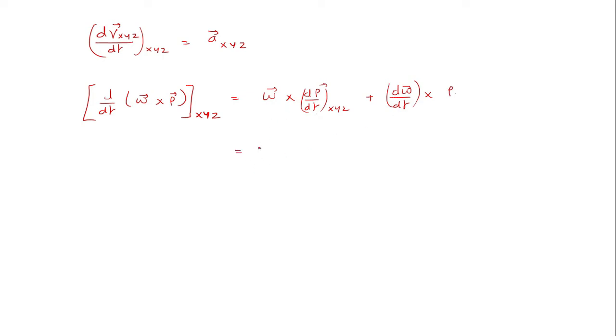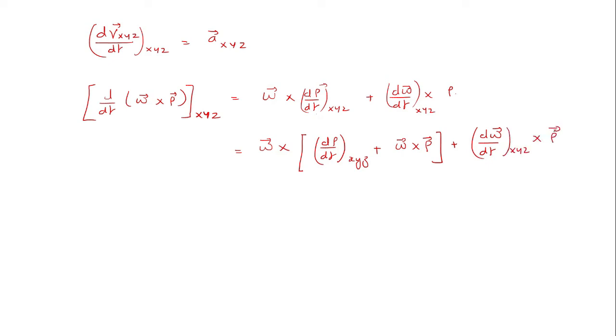Now this we had already studied, that derivative d rho by dt with respect to capital XYZ is equal to d rho by dt with respect to small xyz plus omega vector cross rho vector, plus d omega by dt with respect to capital XYZ cross rho vector.